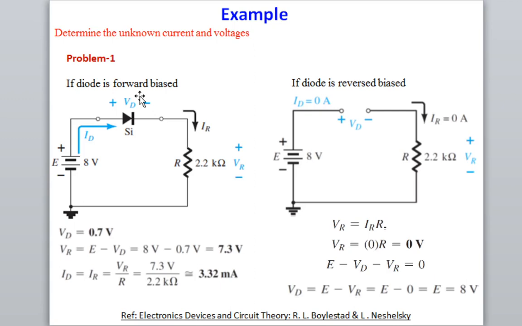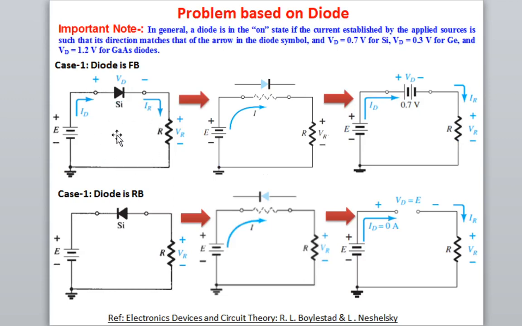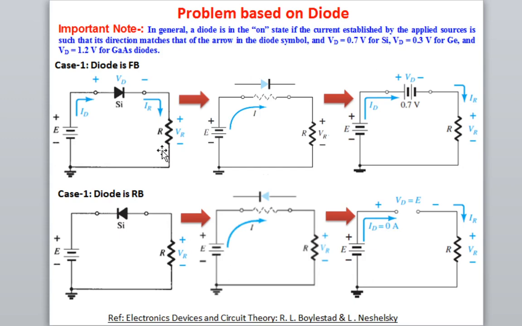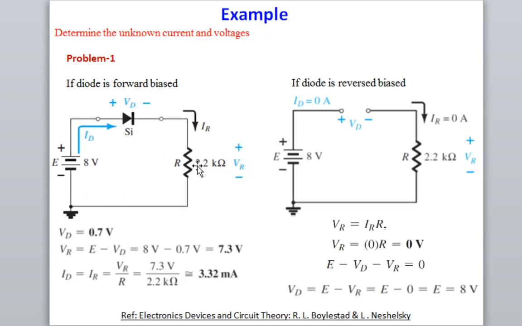Let us say the diode is in forward bias. Here the problem is the same, where E is replaced by an 8 volt battery, then we have a diode and then a load resistance. The load resistance value is 2.2 kilo ohm. So in case the diode is in forward bias, we know this diode can be replaced with the battery. To calculate this voltage, we can apply Kirchhoff voltage law. So VD is equal to 0.7 volt, because this diode is in on state, so it behaves like a 0.7 volt battery.